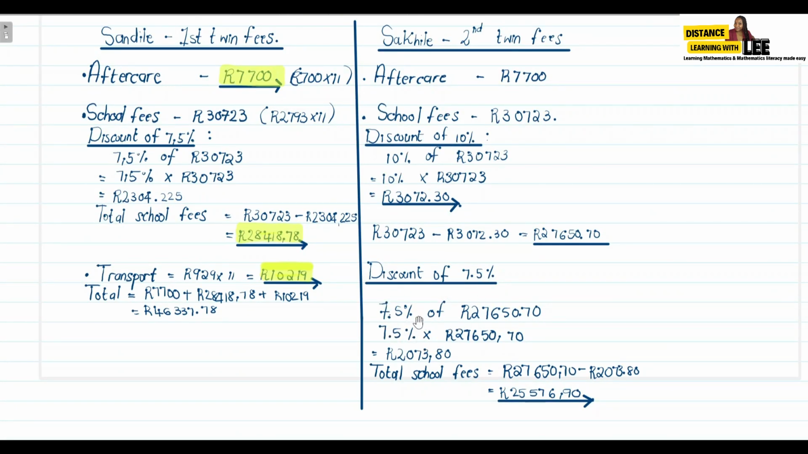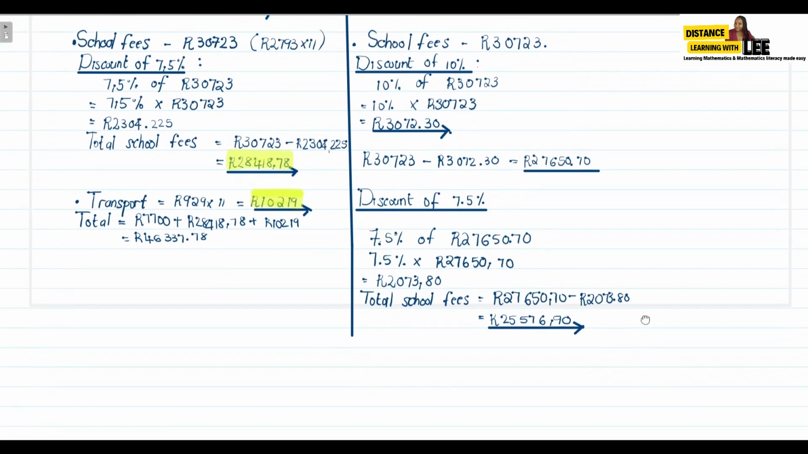So we found out what is 7.5% of that total school fees that we calculated here, right, which is 27,650.70 cents, right? And we found that the discount that she got was 2,073 rand and 80 cents. Then we had to minus that discount from the 27,650.70 cents, right? And we found that the total school fees that Mrs. Dlamini pays for her second twin is 25,576.90 cents, right? But we're still not done.